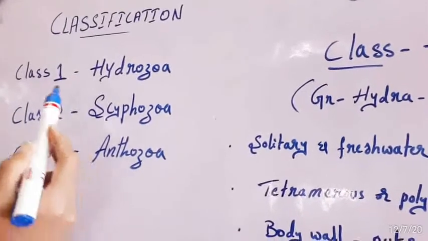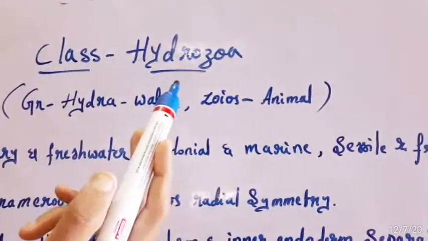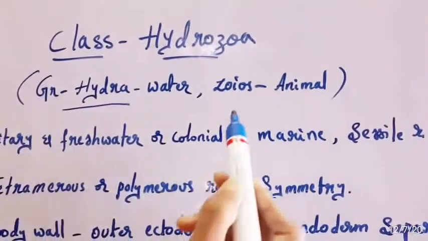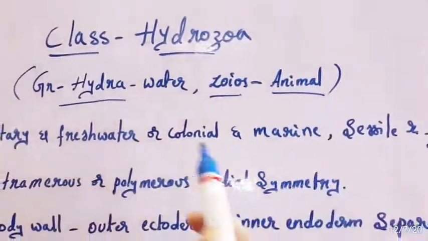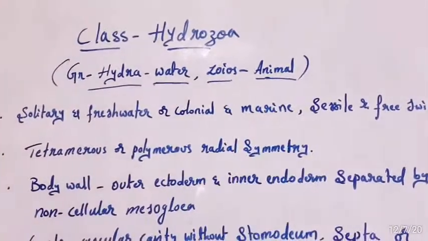So first let us know about class Hydrozoa. In Greek, Hydra means water, zois means animal. So Hydrozoa means water animal.